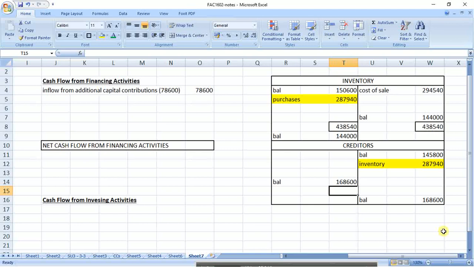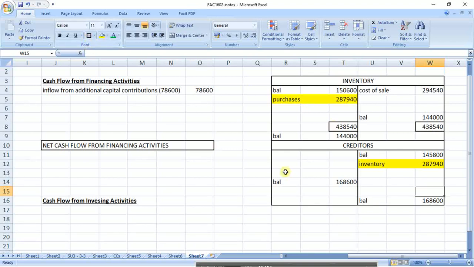Okay, so now? Did you add that together? Then you minus. So it is 265,140.